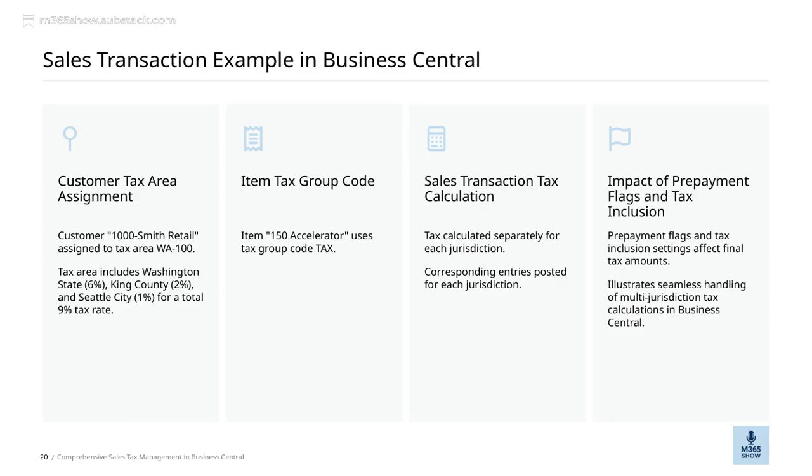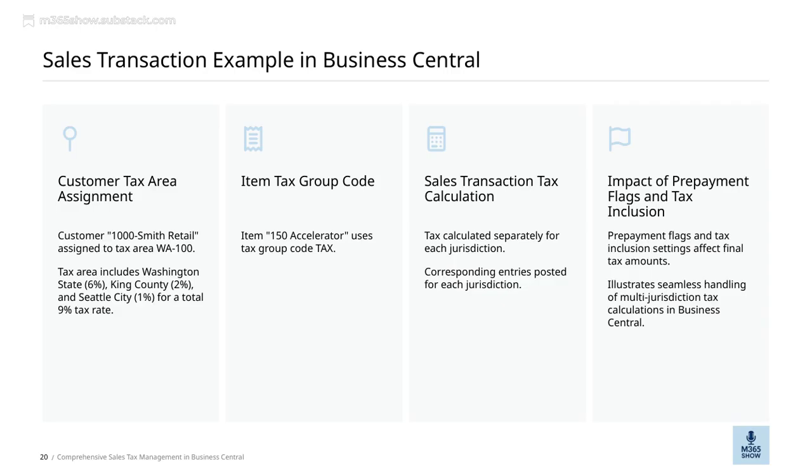in Business Central. These settings are crucial because they determine how taxes are calculated and applied during a sales transaction. What's interesting here is that Business Central handles multi-jurisdiction tax calculations seamlessly. It automatically calculates and posts the appropriate tax for each jurisdiction involved in the sale, making complex tax situations much easier to manage. Specifically, tax is calculated separately for each jurisdiction.